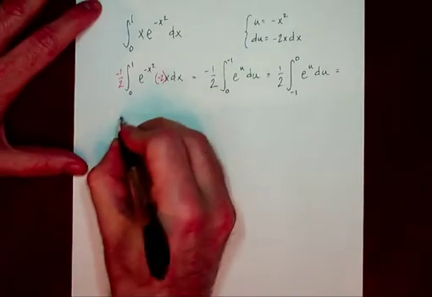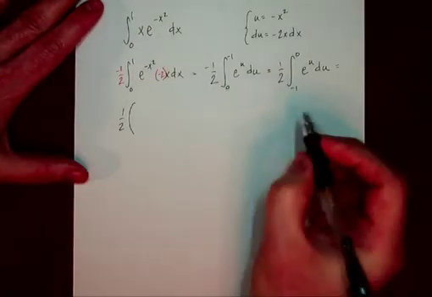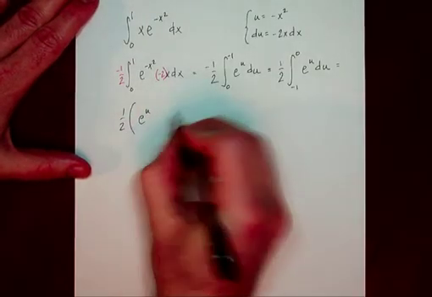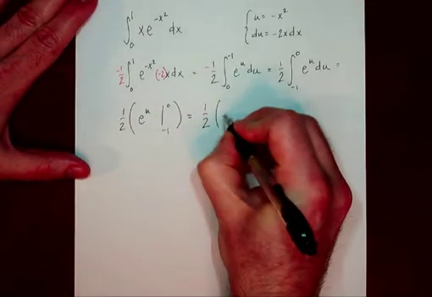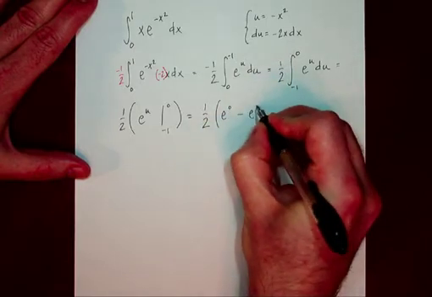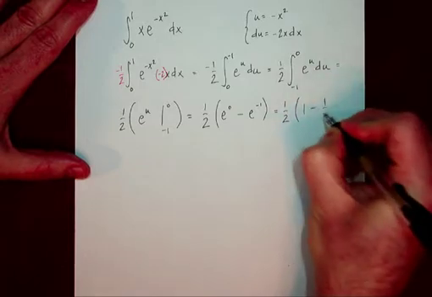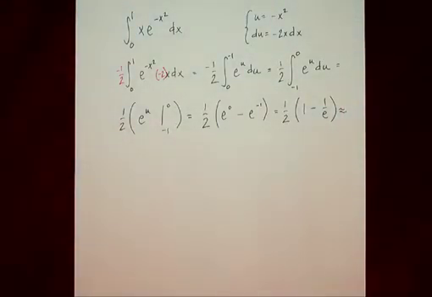Okay? Now, it should be no surprise that e to the u is the derivative of e to the u. So I'm going to do e to the u from negative 1 to 0, and I get 1/2 e to the 0 minus e to the negative 1, or 1/2 times 1 minus 1 over e. And that, of course, will give us a nice, neat decimal approximation. Let's see. I'll do it for you real quick. 1 over e.